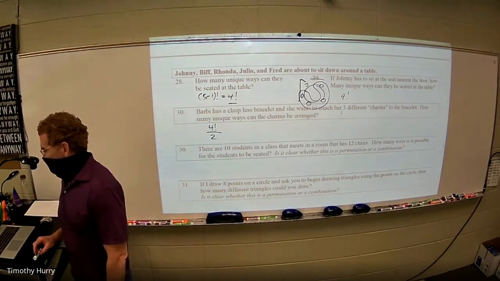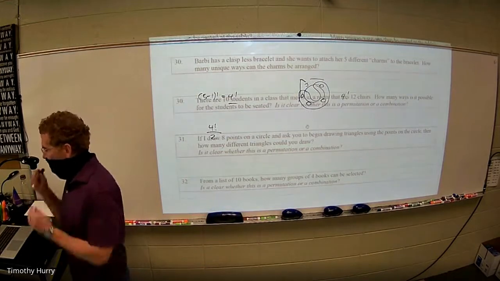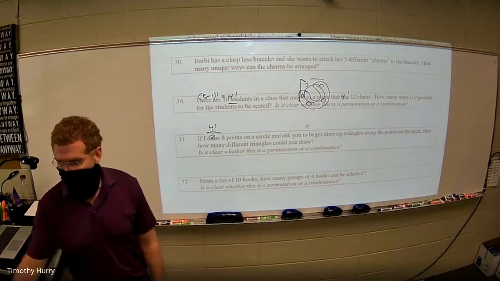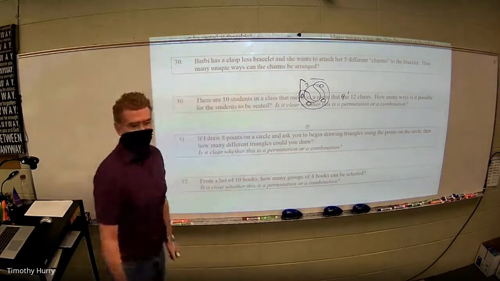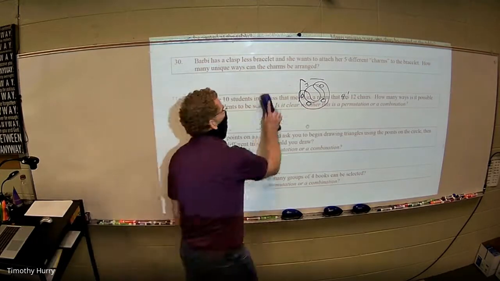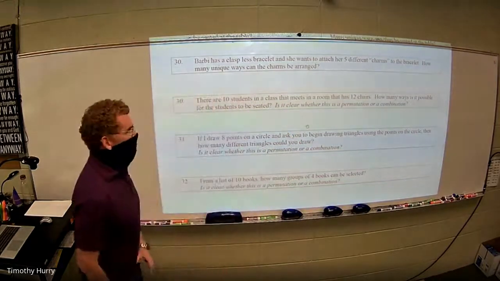All right, how about 30? There are 10 students in a class that meets in a room that has 12 chairs. How many ways is it possible for the students to be seated? Now, there's a couple ways to think about this. There's one really hard way, and then there's one really easy way. So I'm going to first do the hard way because I actually used to teach this, and then I'll show you the easy way. So what's got to go on here?